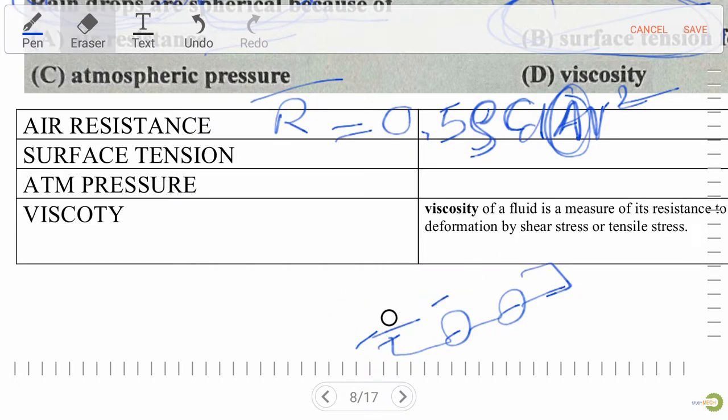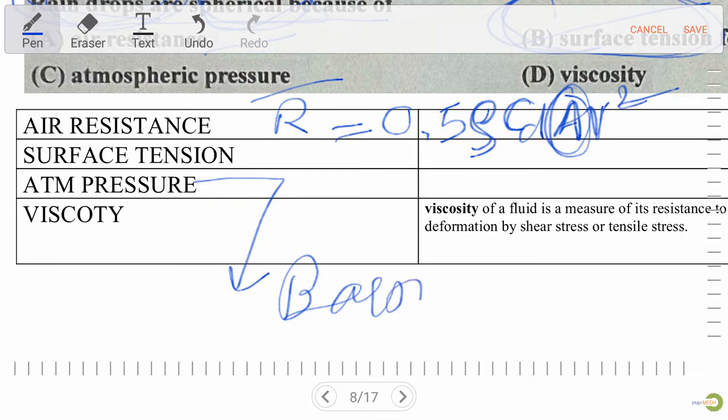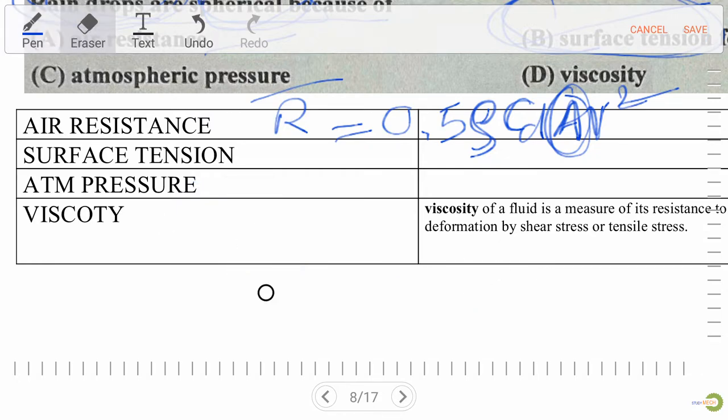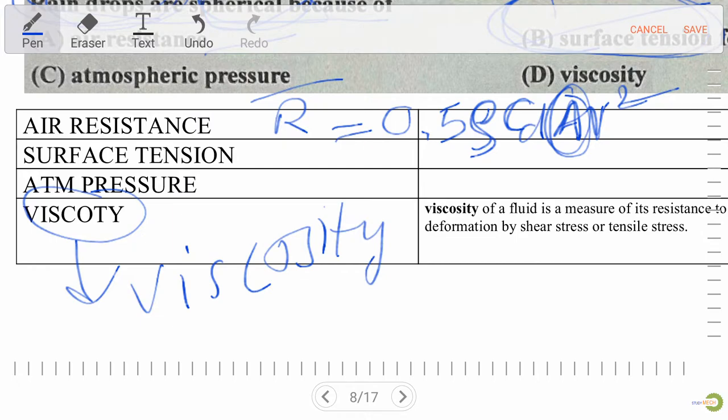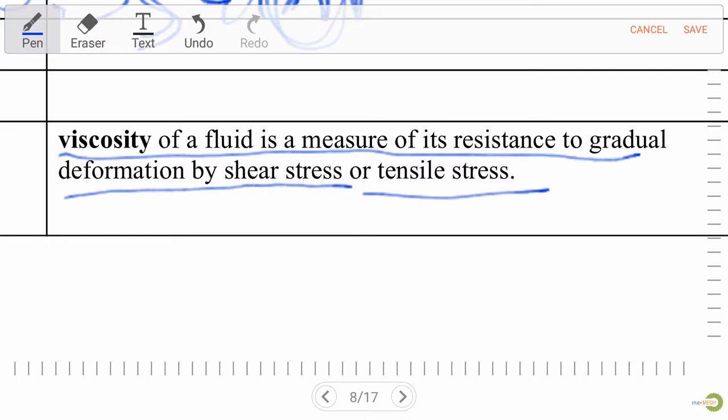Now let's move to the next details. Surface tension, as we know, is measured in Newton per meter. Atmospheric pressure is measured by a barometer. Always remember, very important MCQ. And viscosity. Yes, over here there is a spelling mistake in viscosity. Now let's see the definition of viscosity. Viscosity of a fluid is a measure of its resistance to gradual deformation by shear stress or tensile stress. So viscosity is also known as the resistance to flow of an oil.